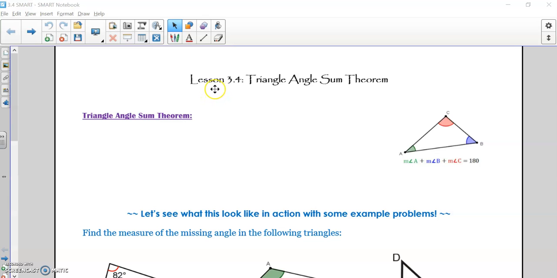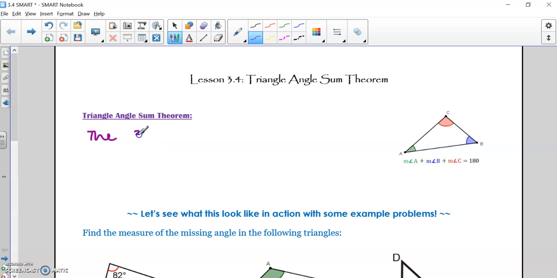So this is still relevant to our angle relationships, but it's also kind of its own entity, which is why we've waited till now to do it. So basically, the triangle angle sum theorem, as you can probably tell from this picture, is the idea that all three angles of a triangle will always add up to 180 degrees.